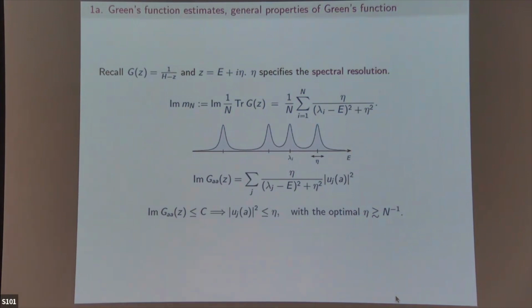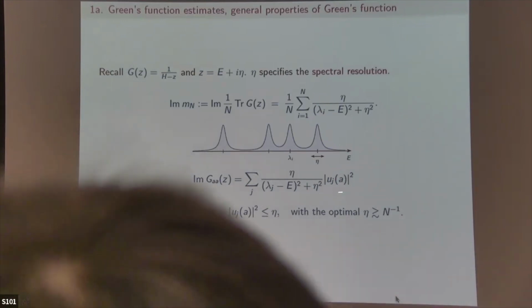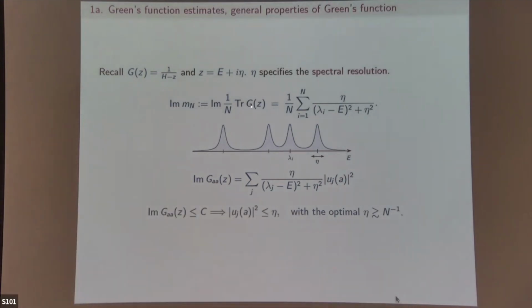Now, another quantity is the imaginary part of the Green function at just a diagonal entry. If you look at the diagonal part, you can see that you're actually computing the j-th eigenvector's component at a. So this quantity already tells you about the size of u_j(a) squared. So you can see that the imaginary part of the Green function, if you go beyond m_N, already gives you information about the eigenvectors. For example, if you know that the imaginary part of the Green function is bounded by a constant, then you already know the eigenvector squared is less than eta times C, because this is 1 over eta and you divide over, you get eta times C.